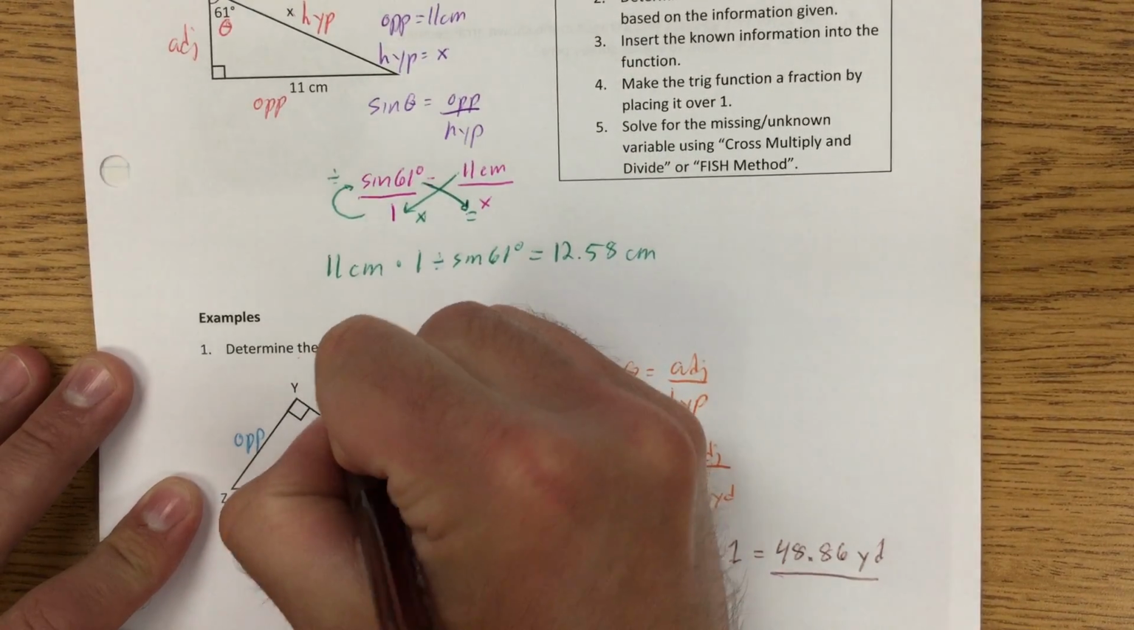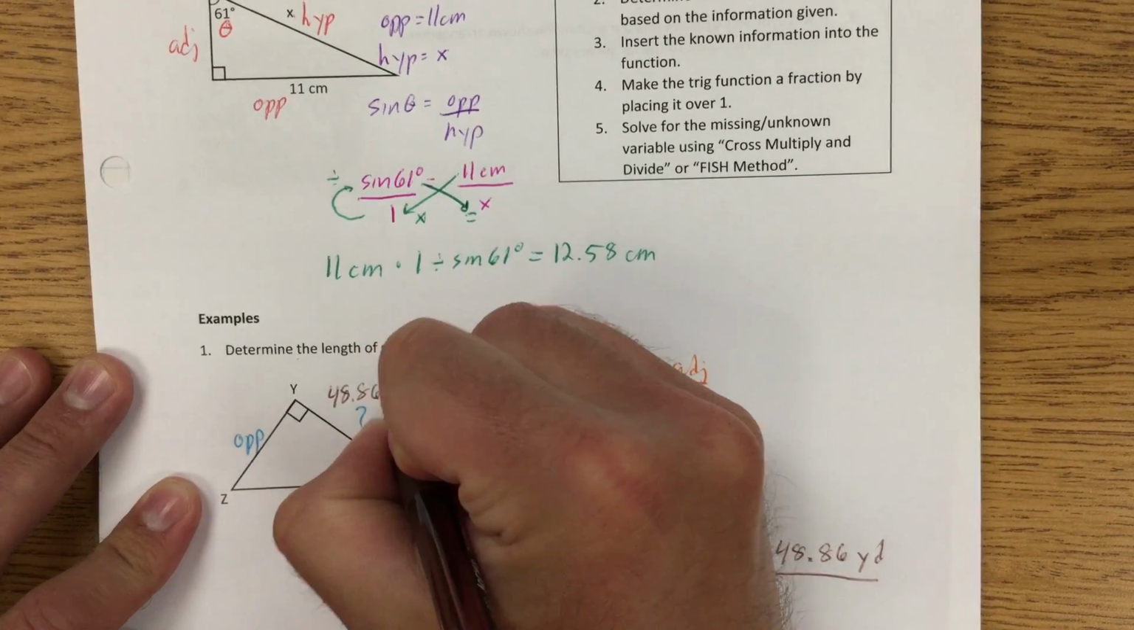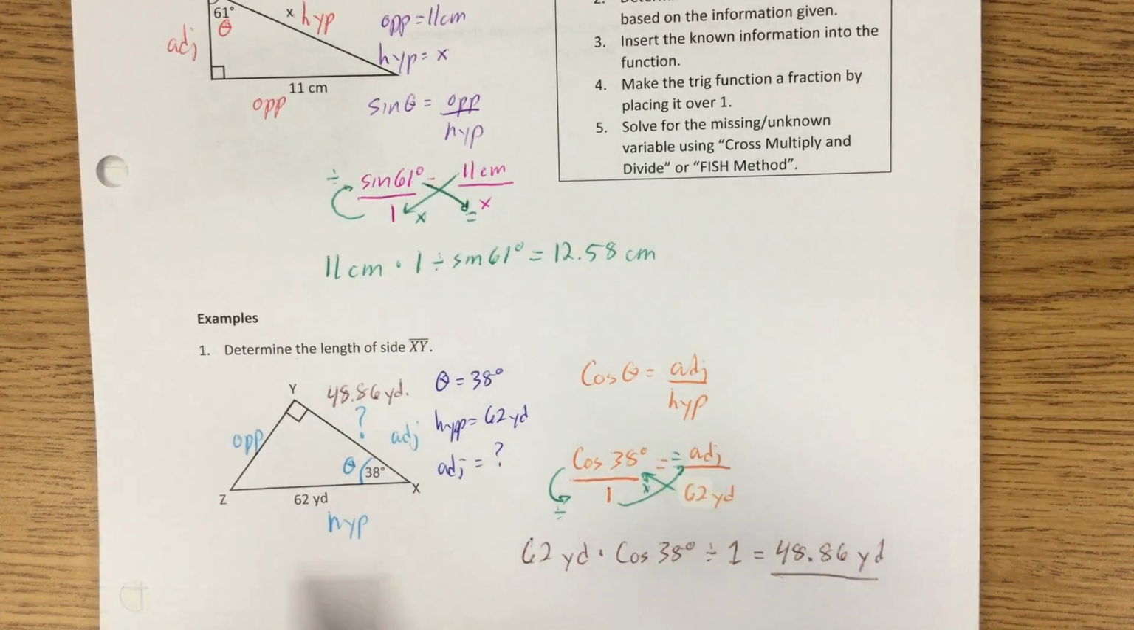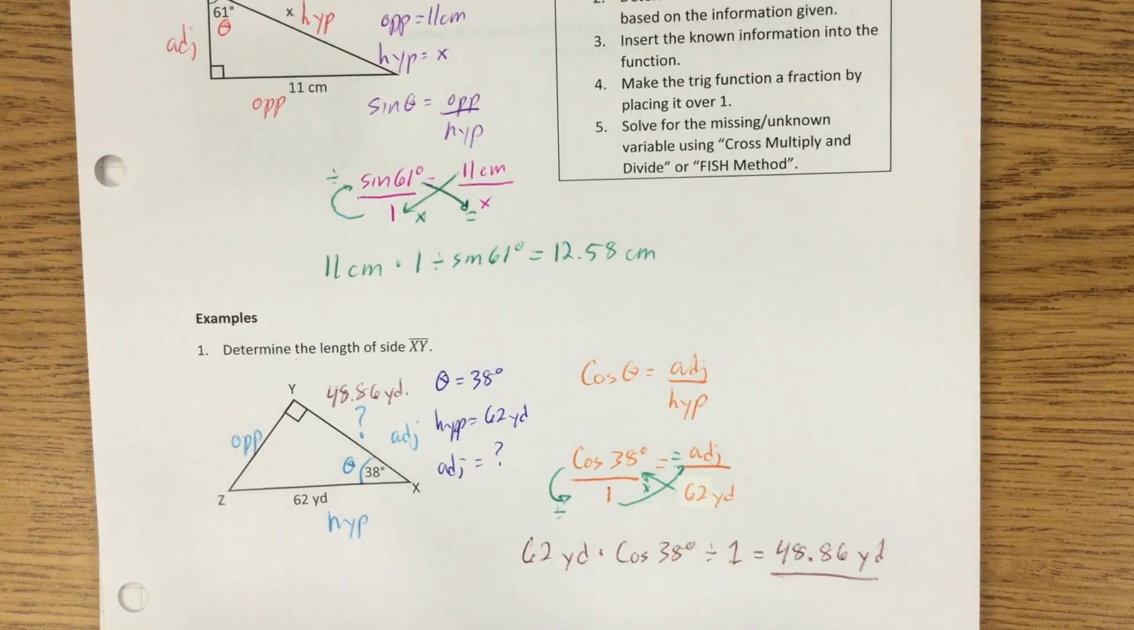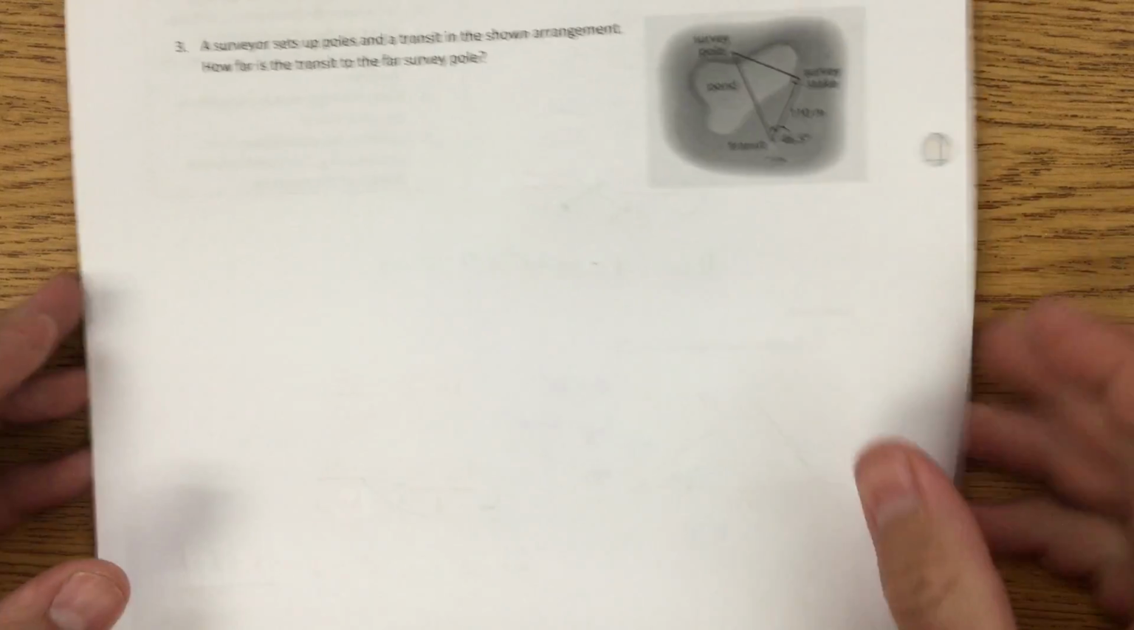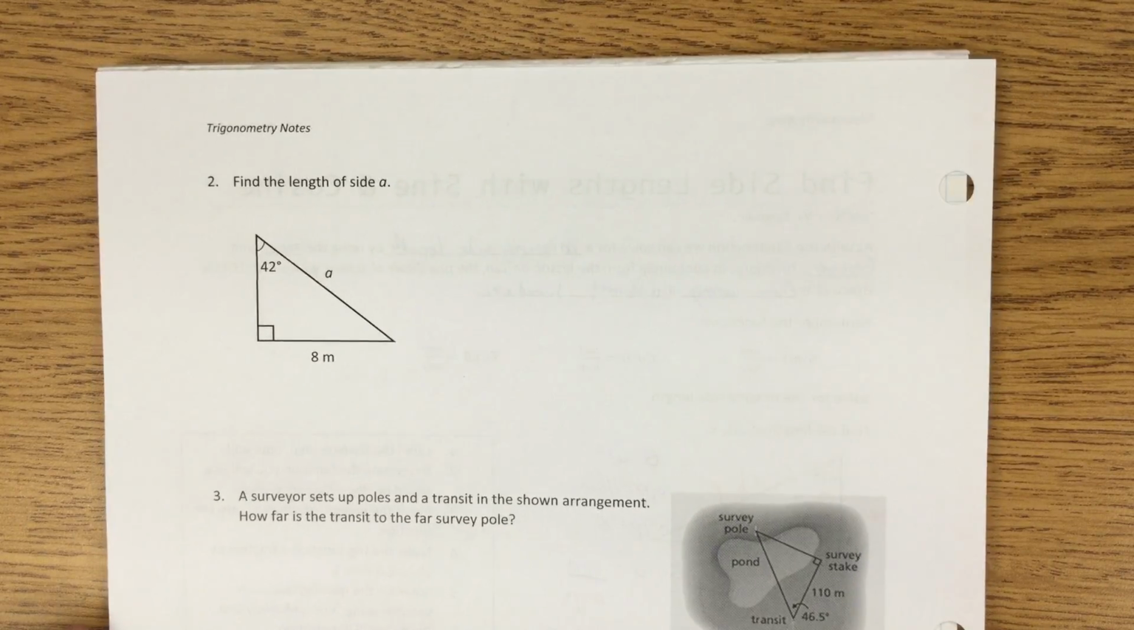This side is 48.86 yards. Now, if we were trying to find the opposite side, we would be using the sine function. We would not use cosine, we would use the sine function to solve for the opposite side. Let's do a couple more examples.